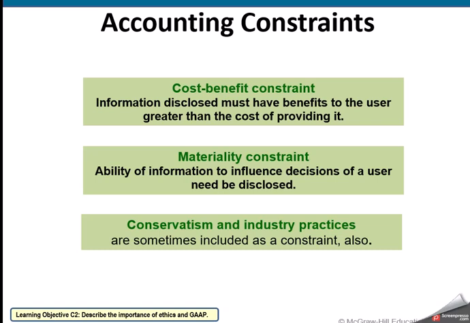A materiality constraint is that we don't need to disclose every minor detail that happens in a business. Obviously, there could be millions of details. So we have to look at it from what would impact a decision of a reasonable investor or a reasonable user. If we think that would impact their decision, then it would become material, then we should disclose it.